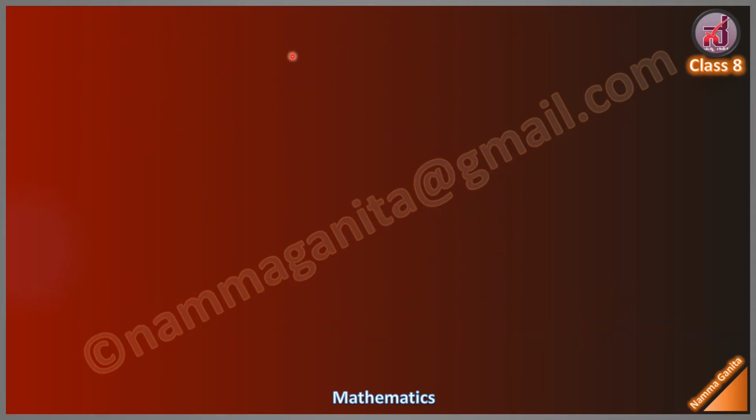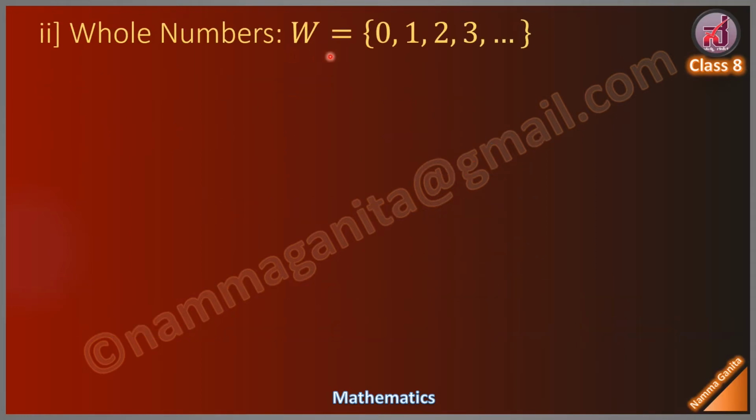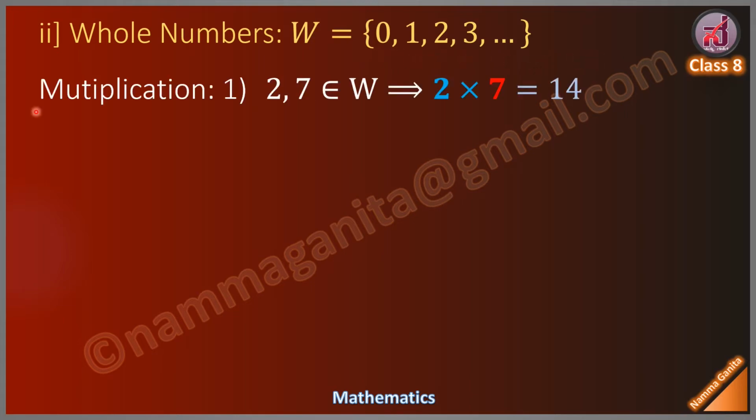Now, consider the set of whole numbers. W is equal to 0, 1, 2, 3, 4 and so on. Multiplication. Consider the first example. 2, 7 belong to W. If 2, 7 belong to W, then 2 into 7 is equal to 14. Now consider 7 into 2. 7 2s are 14. Therefore, 2 into 7 is same as 7 into 2.